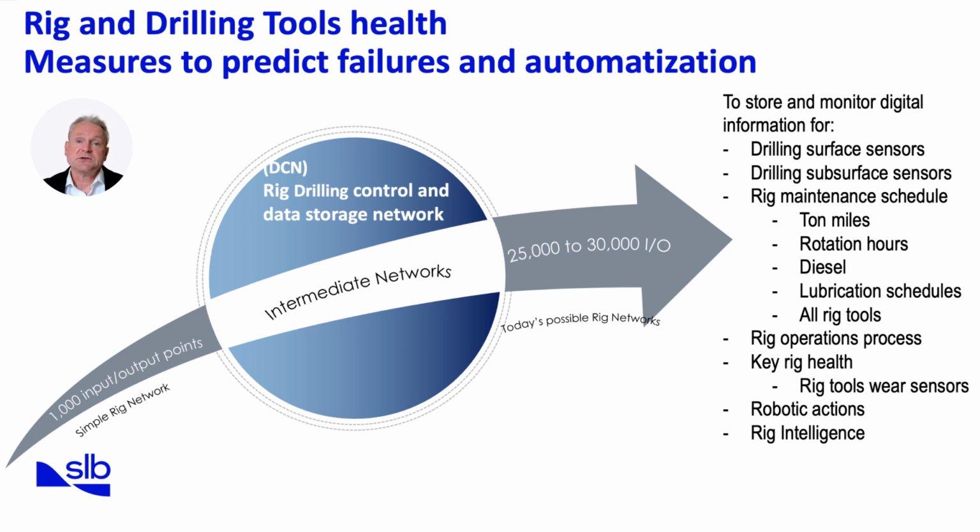Examples of the type of digital information that can be stored and monitored include drilling surface and subsurface sensors, rig maintenance schedules, ton miles, rotation hours, diesel consumption, and lubrication schedules. It also covers all rig tools, rig operations processes, and the integration of wear sensors. Taken together, these create a complete picture of equipment health. Next, we'll build on this idea by looking at how systems measure and interact across the rig to drive automation.